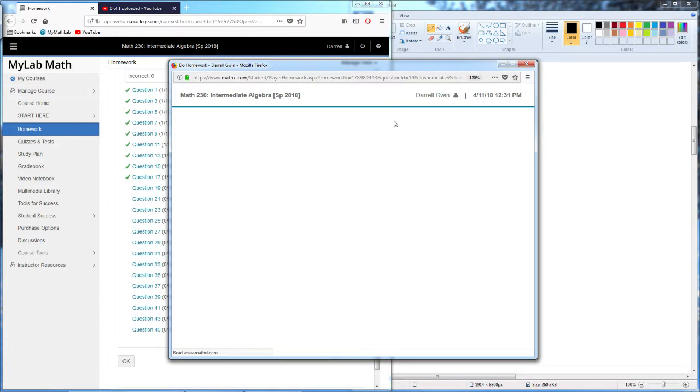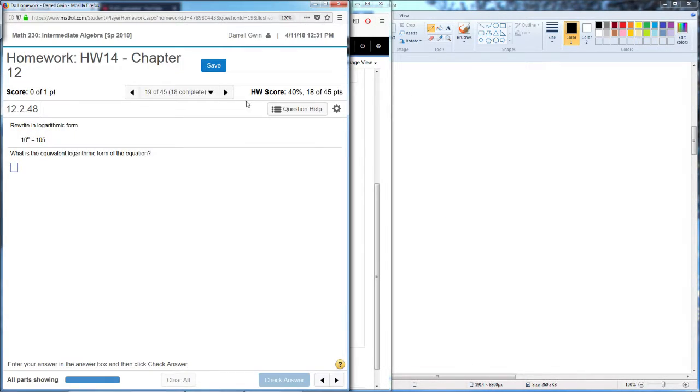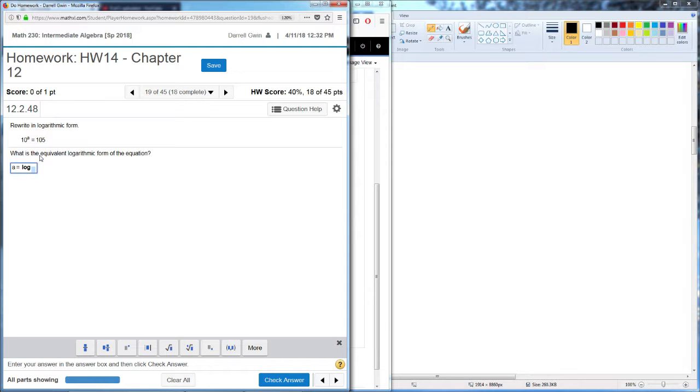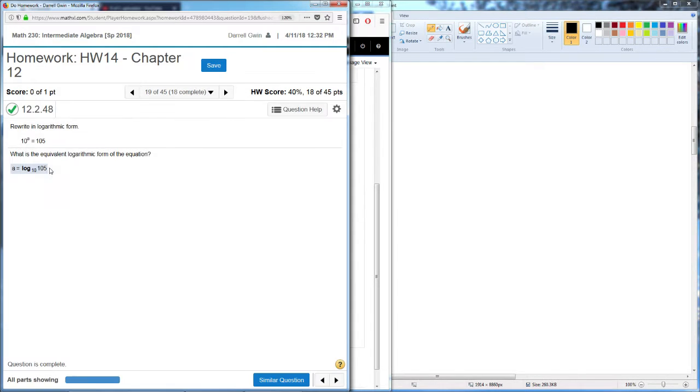Number 19. I actually meant to do every other problem, but for some reason it's not happening. Rewrite in log form. Well, that's base 10, argument 10 to the power of 5, so the exponent is the log base 10 of the argument 10^5. It's actually pretty easy, but if you don't have a map, it could be pretty hard. Who knows?